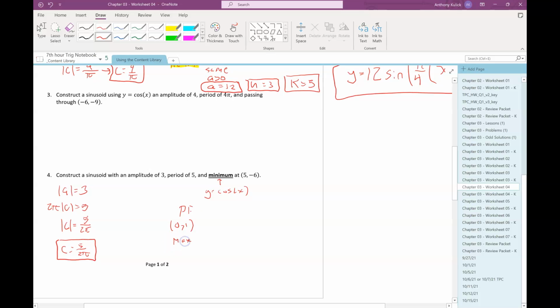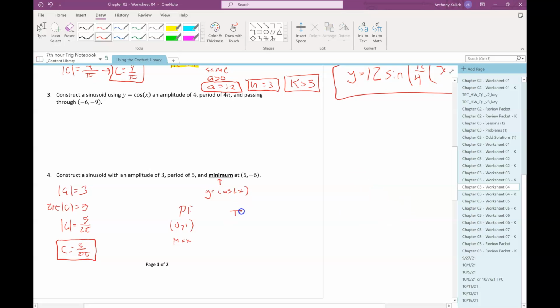And that is a maximum point, right? If I looked at the parent function of cosine, (0, 1) is there, right? It's a maximum. Everybody's okay with that? That's always the same, right? Because it's from the parent function, so the parent function stuff is always the same.